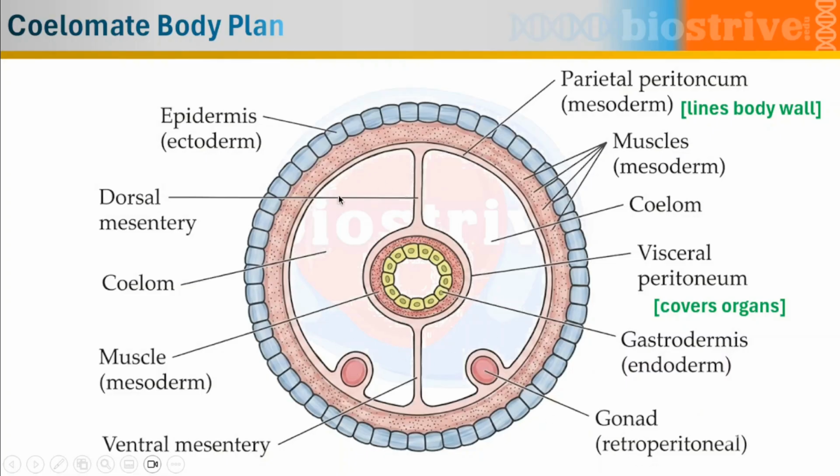So this coelomic cavity is filled by coelomic fluid, and the coelomic cavity is externally lined by the parietal peritoneum, which is derived from mesoderm, and it will line the body wall, and internally towards the gut it is lined by the visceral peritoneum, which will cover the various kinds of organs that are going to be formed along with this body cavity. So this is the basic structure of the coelomate body plan.